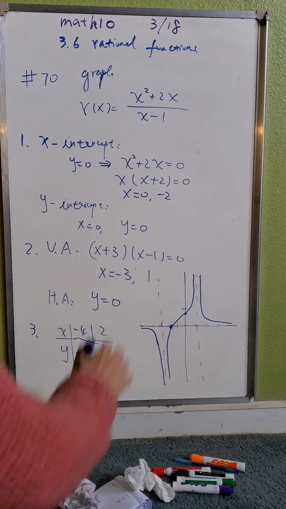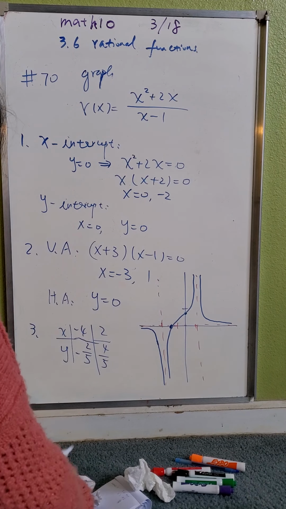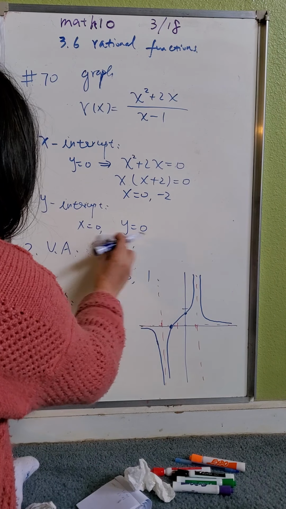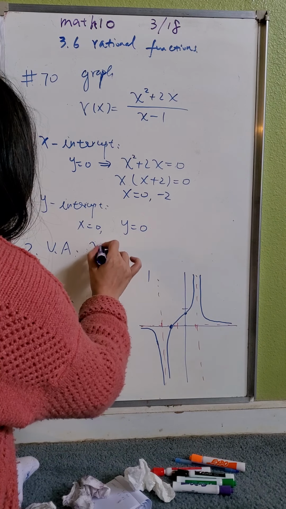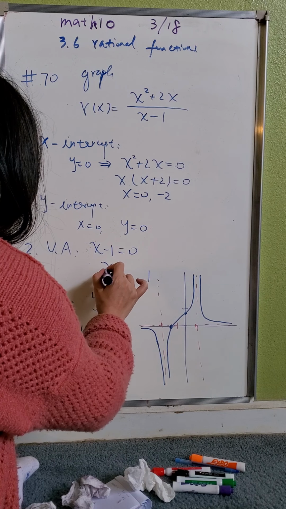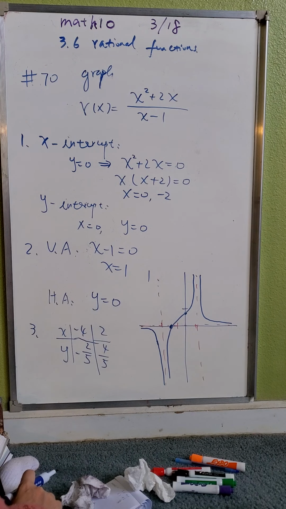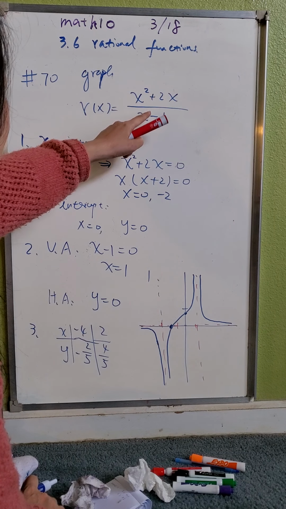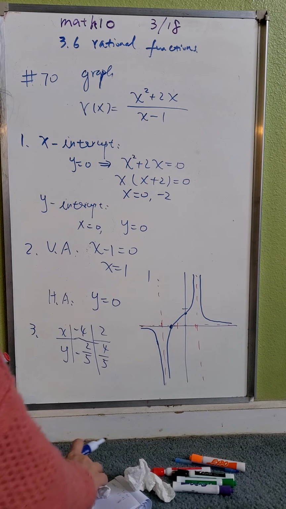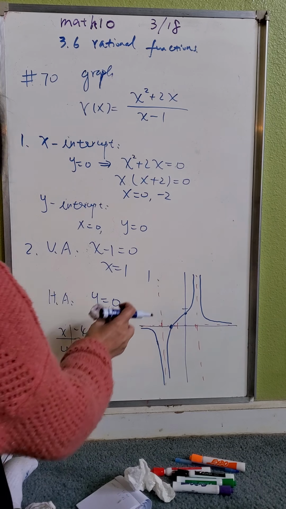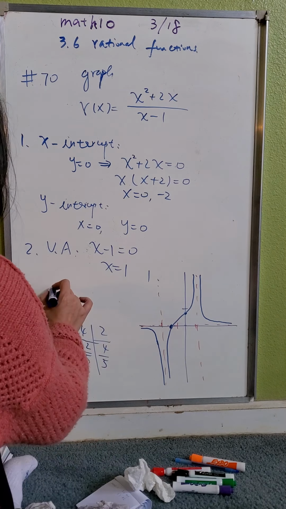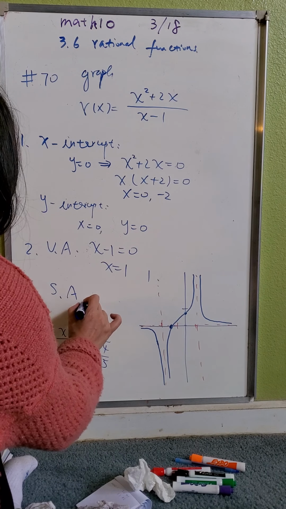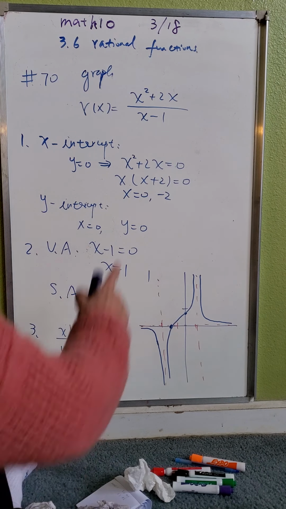For the vertical asymptote, x minus 1 equals 0, so x equals 1. And let's see, do I have a horizontal asymptote? Well, the degree here is bigger than that, so therefore there's no horizontal asymptote. That means you're going to have a slant asymptote. And for the slant asymptote, how do I do it? Okay, I need to divide.